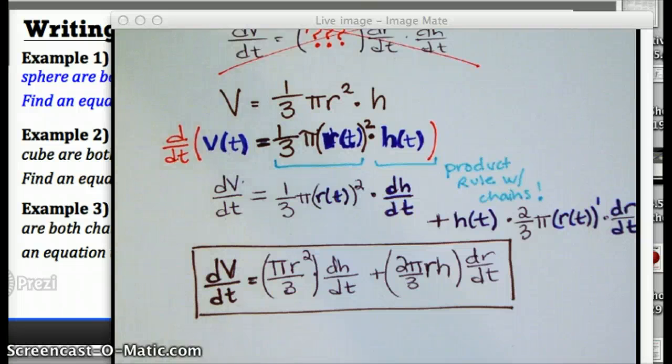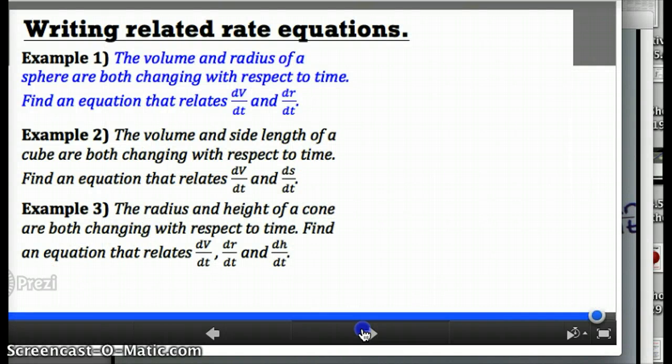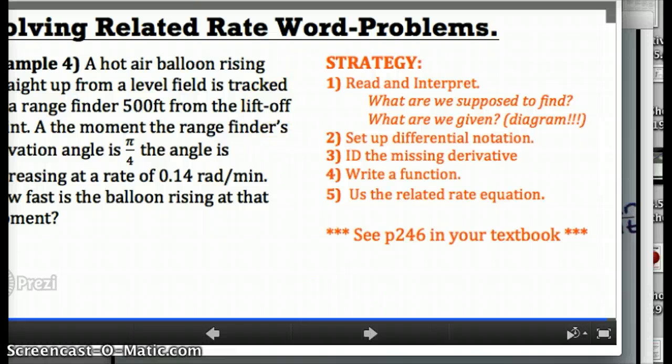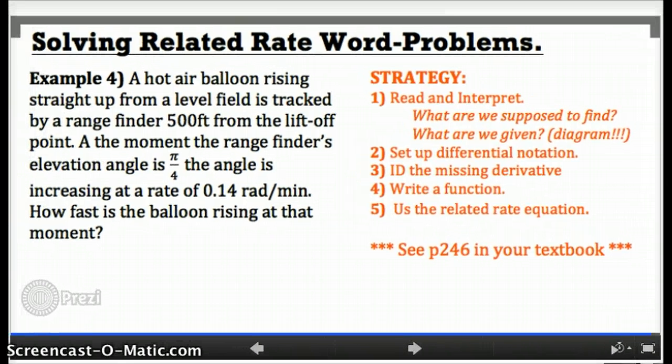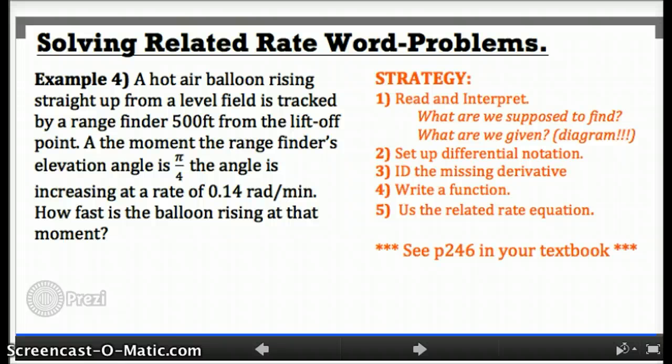Gorgeous. So if you can do this much, the actual problems are really no problem, because in an actual related rate question, the only difference is that we have numbers here. As an overall strategy, this is really very similar to all word problems. You need to know what you're looking for, you need to know what you're given, and that means truly understanding what the description is, not just knowing that it says 500 feet. I recommend drawing a diagram.